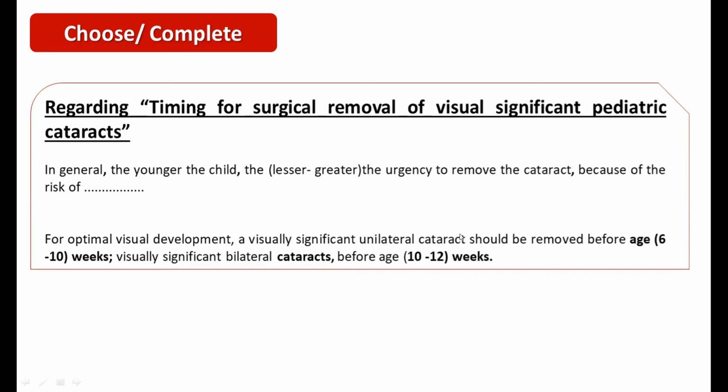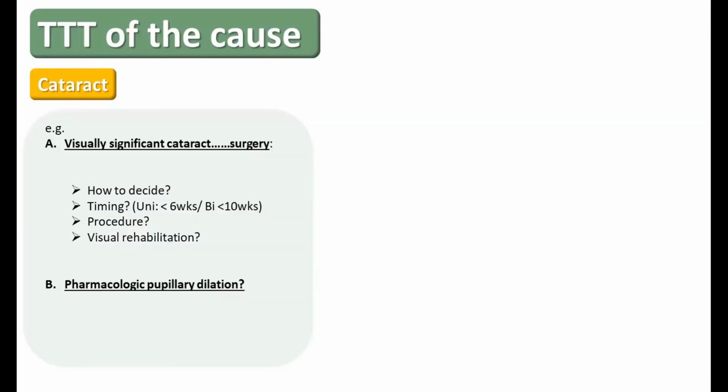So unilateral cataract should be removed before age 6 weeks, okay, 6 weeks, and for bilateral 10 weeks. So this is a kind of a checklist. You have to work on it by your own. So visually significant cataract, you have to decide whether it is visually significant or not, what are the timing for each, the procedure itself, and the visual rehabilitation after surgery.